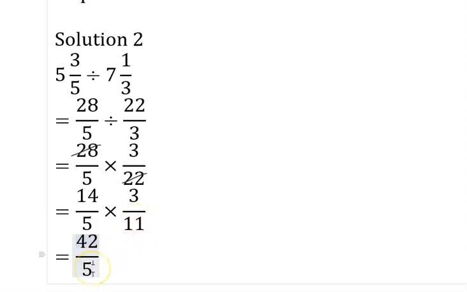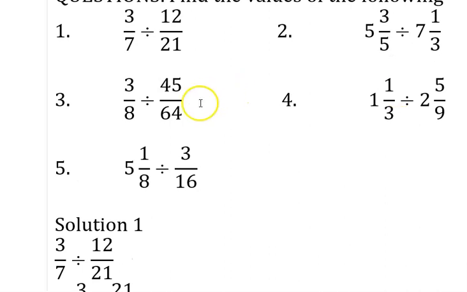Now 5 times 11 will give us what? That's 55. Awesome. So is there any number that can cut? 2 can go up but cannot go down. 5 can go down but cannot go up. Since there is no number that can divide both of them accurately again, we leave the answer like this: 42 over 55. That's our answer. Let's go straight to question number 3.